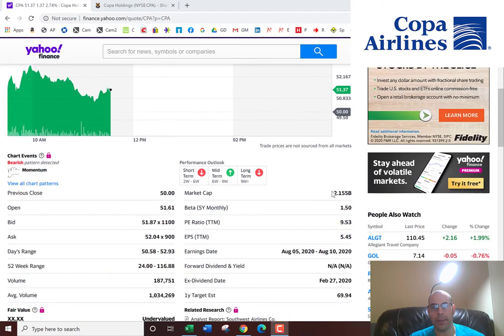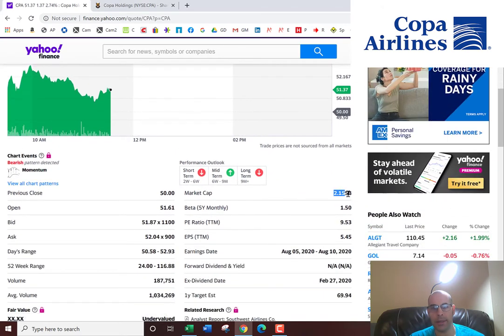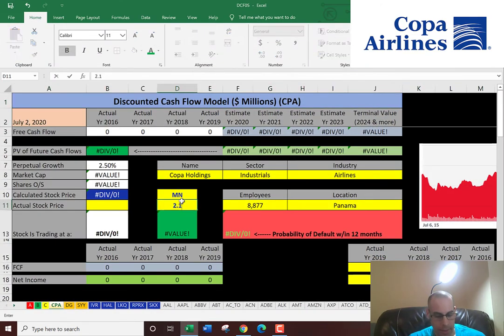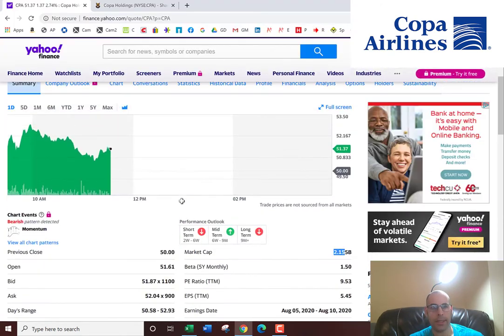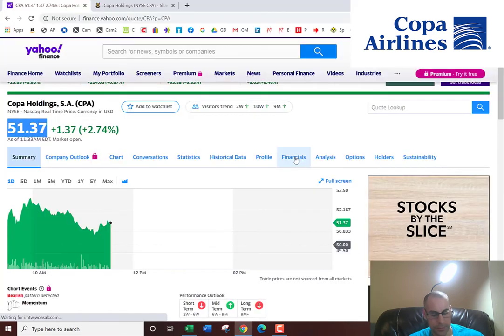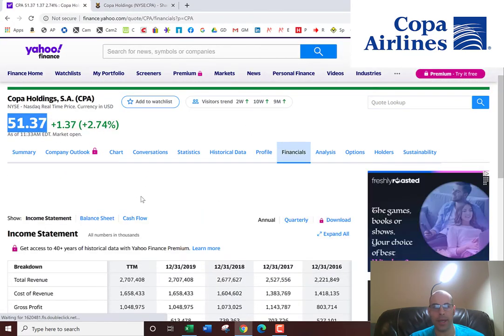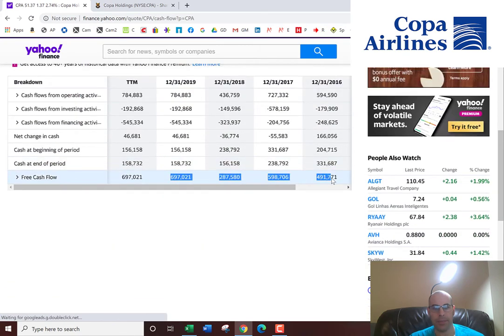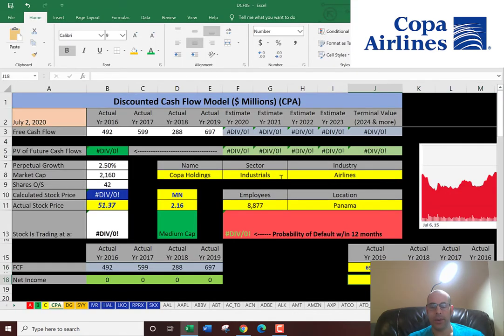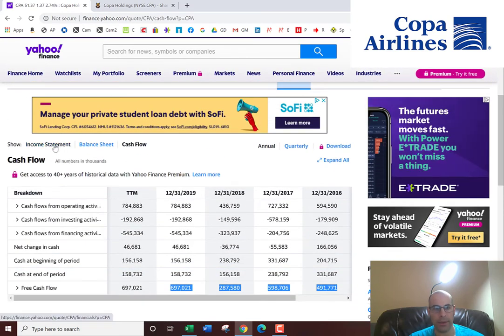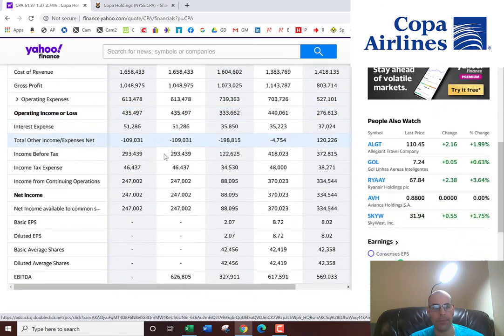First, we need the market cap, which is $2.16 billion. And that's the value of the company according to the stock market. And we also need the stock price. And that's currently trading at $51.37. Next, we're going to pull their free cash flows. And that's cash flow from operations minus capital expenditures. And this is how you value a company or value any asset. You estimate the future free cash flows and then discount those numbers back to today's value. And that's what I'm doing in a video here right now.